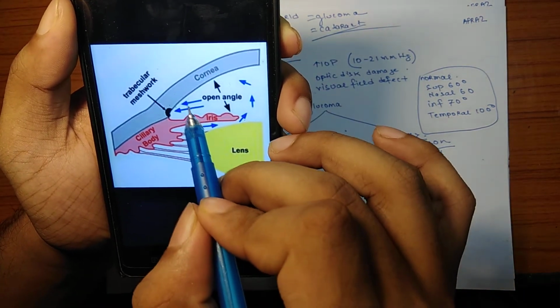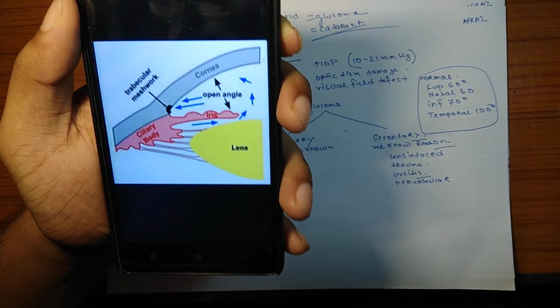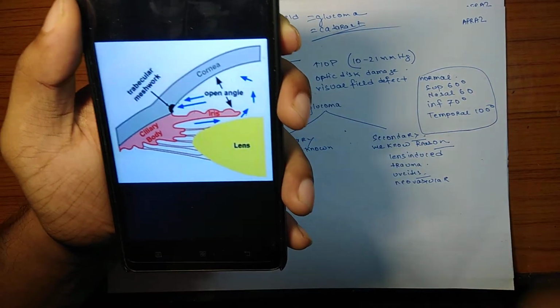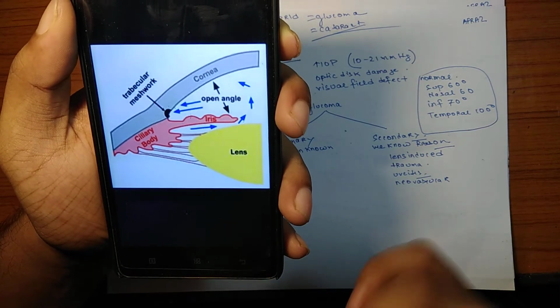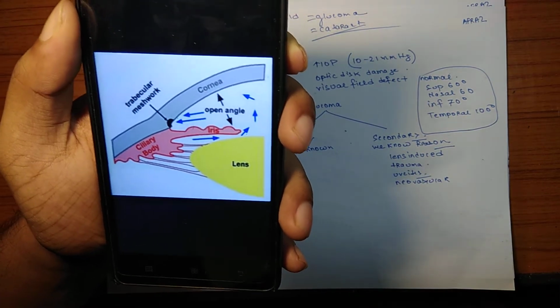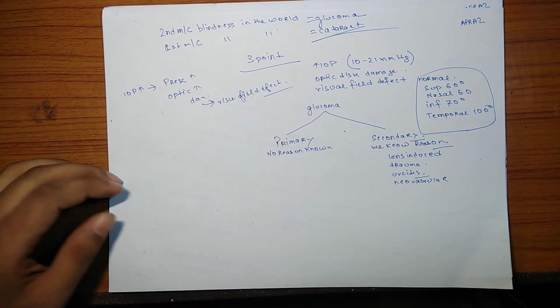And sometimes even if this angle is open, still we see the intraocular pressure is going up. That is known as open angle glaucoma, and if this angle is closed, it's called angle closure glaucoma. Sometimes even if the intraocular pressure is normal, still we have glaucoma, that is known as normal tension glaucoma.